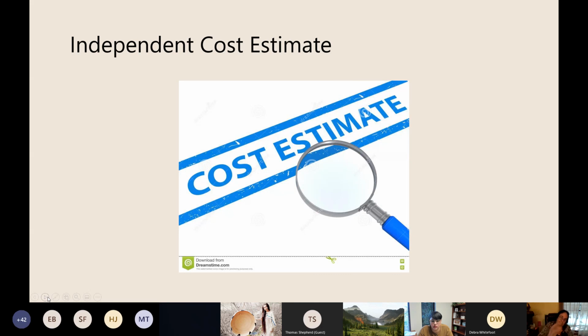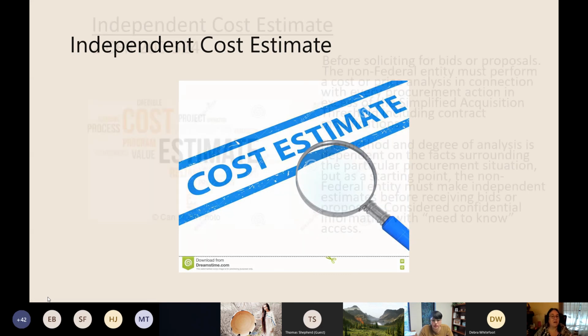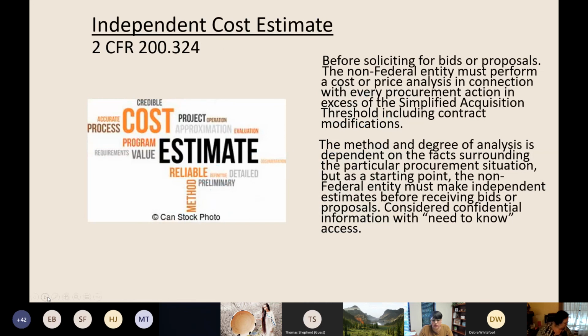The other piece of the puzzle is an independent cost estimate. You can read about those at 2 CFR 200.324. Before soliciting for bids or proposals, the non-federal entity has to perform a cost or price analysis in connection with every procurement action in excess of your simple acquisition threshold, including contract modifications.